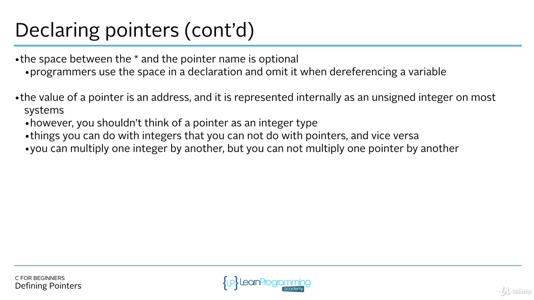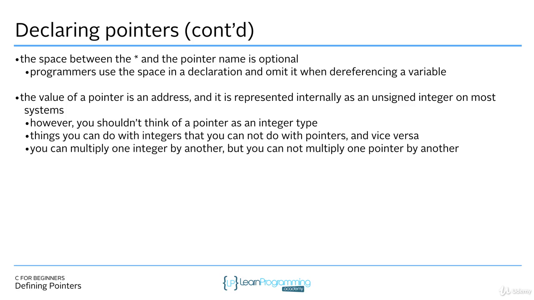The value of a pointer is an address, so it has to be represented internally as an unsigned integer on most systems. It still has to store something; it just so happens that it stores a hexadecimal number. Even though it looks like an integer, don't think of it as an integer type. The same things that you can do with integers, you can't necessarily do with pointers, and vice versa. Even if you print it out and it looks like a hexadecimal number, it doesn't mean you can treat it like an integer.